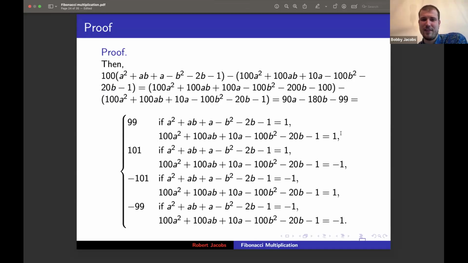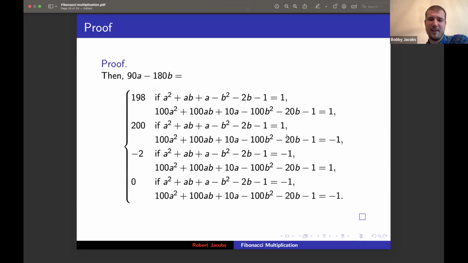And it turns out, if you take 100 times the first number and then subtract the second number, so 100 times A squared plus AB plus A minus B squared minus 2B minus 1, minus 100A squared plus 100AB plus 10A minus 100B squared minus 20B minus 1, it's going to equal something simple: just 90A minus 180B minus 99. And it's 99 if they're both equal to 1. It's 101 if the first thing is 1 and the second thing is negative 1. It's negative 101 if the first thing is negative 1 and the second thing is 1. And it's negative 99 if they're both negative 1.